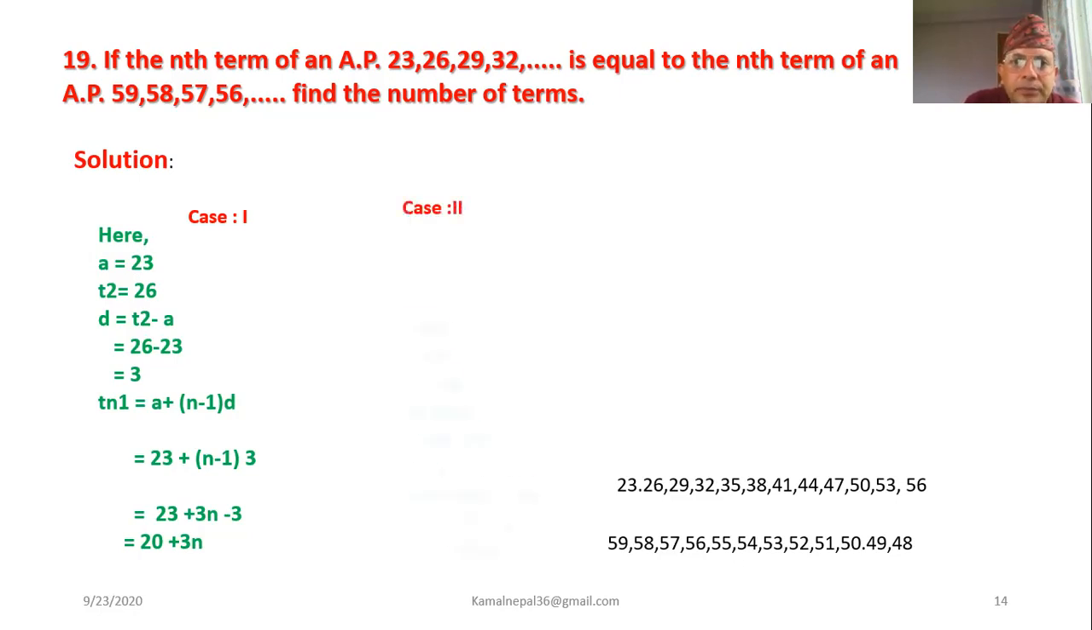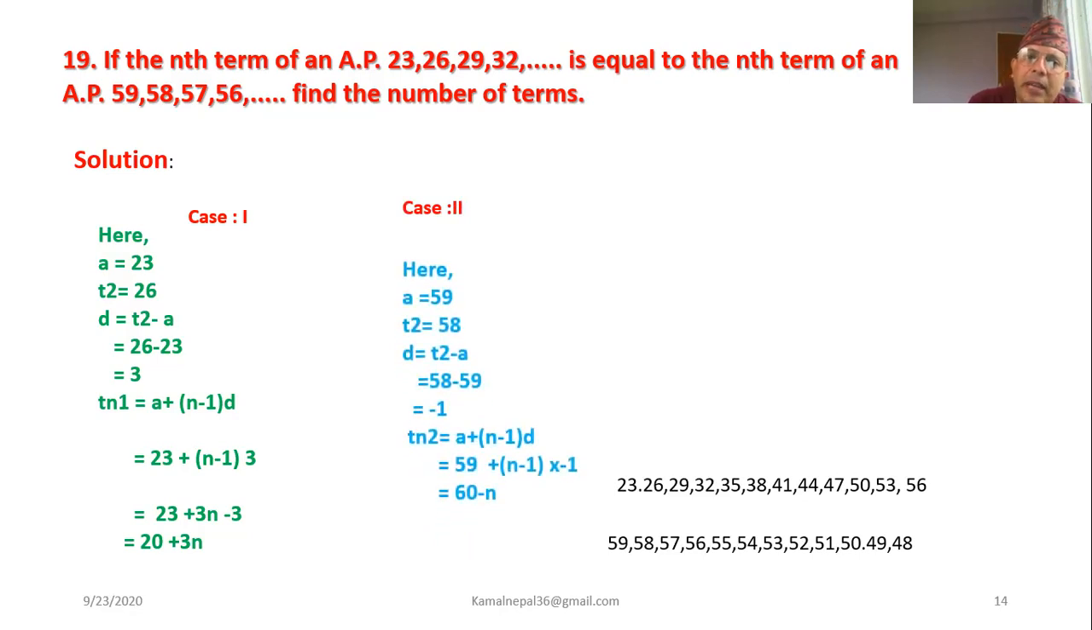Similarly, case 2: A is equal to 59, T2 is equal to 58, D is equal to T2 minus A. It is 58 minus 59, it is minus 1. And Tn is equal to A plus (N minus 1)D, 59 plus (N minus 1) times minus 1, it is 60 minus N. So you have both T1 and T2, so both are equal.